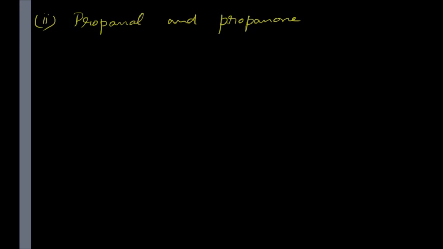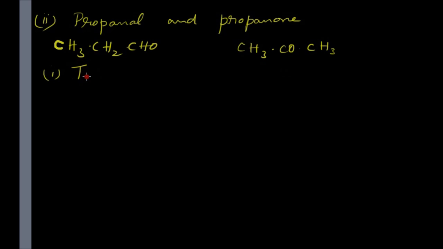The second pair has propanal and propanone. Propanal is an aldehyde and propanone is a ketone. The two most common and important tests to distinguish between an aldehyde and a ketone are the Tollens test and the Fehling's test.